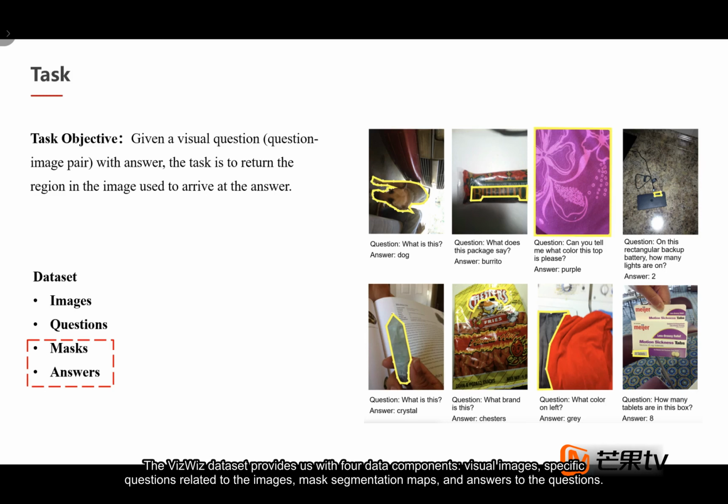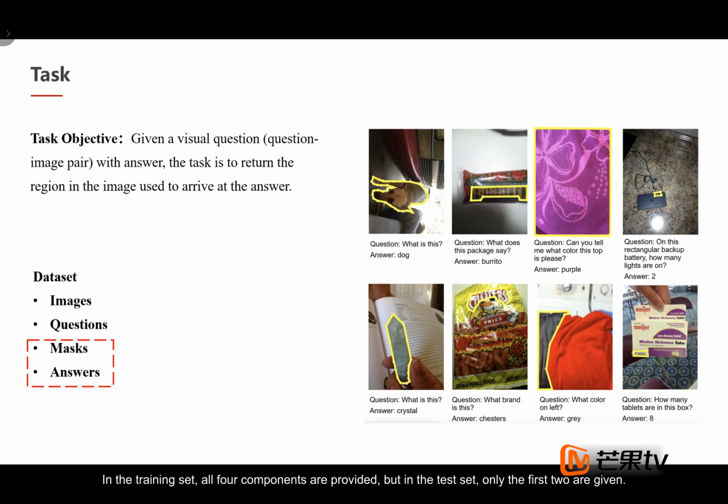The VizWiz dataset provides us with 4 data components: visual images, specific questions related to the images, mask segmentation maps, and answers to the questions. In the training set, all 4 components are provided, but in the test set, only the first 2 are given.